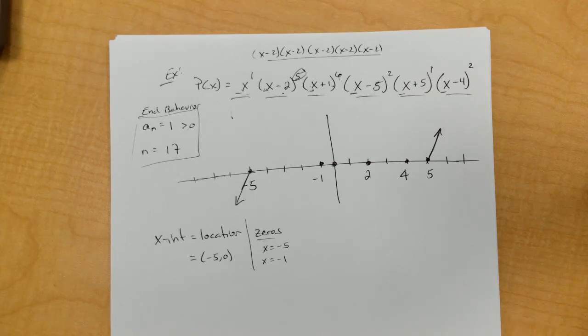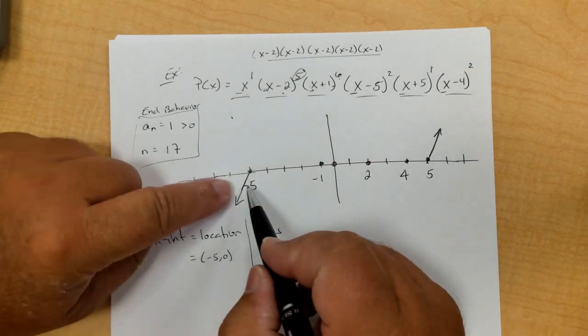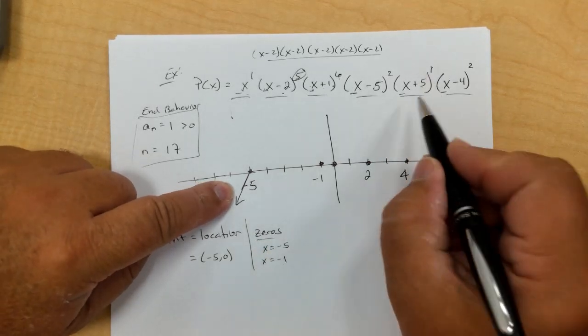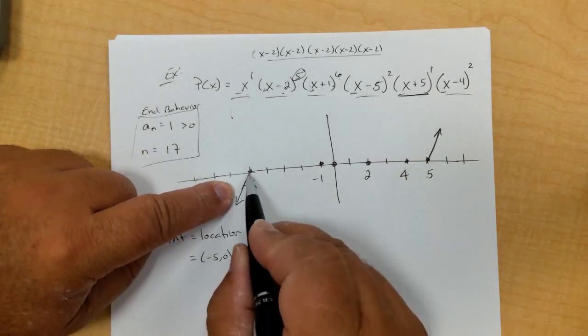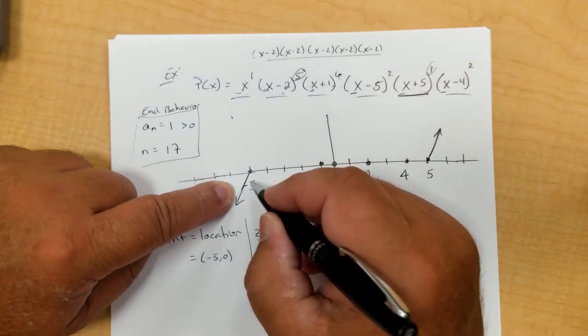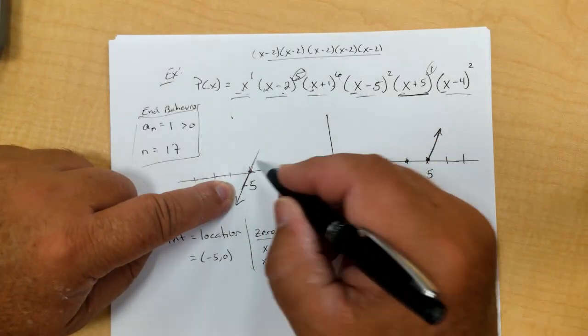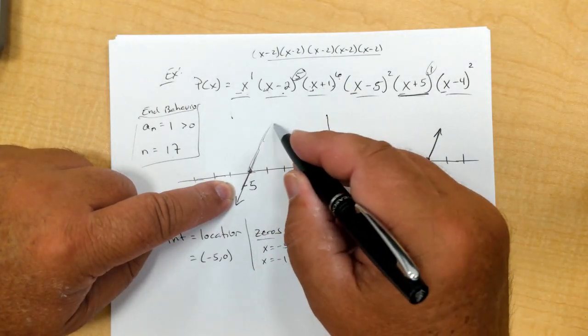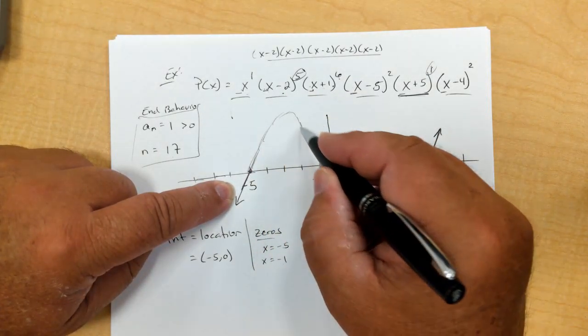All we have to do is think about what's going to happen to the rest of those points. Let's look at negative 5. Does it cross or does it bounce? It crosses because the multiplicity is 1. Very good, because it's 1, so we know it's going to cross. We don't know how high it's going to go, but we know it's going to cross.